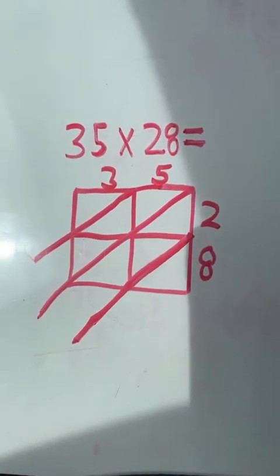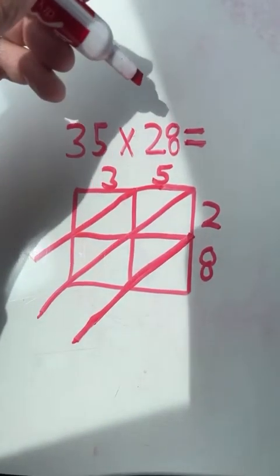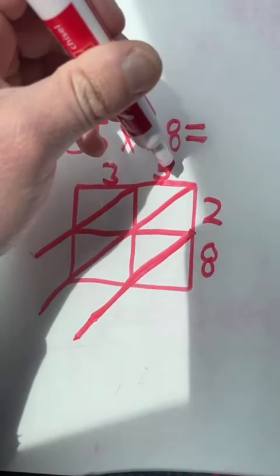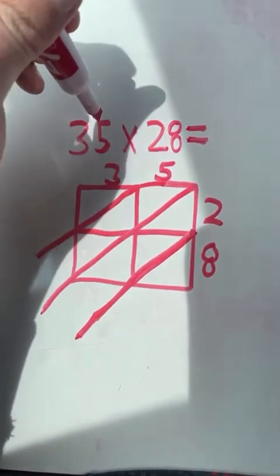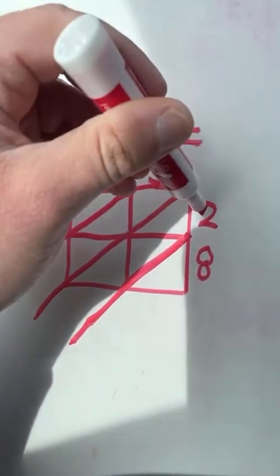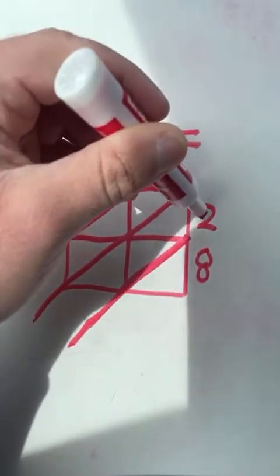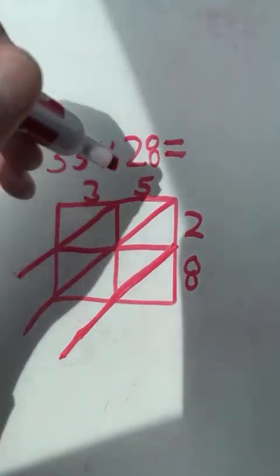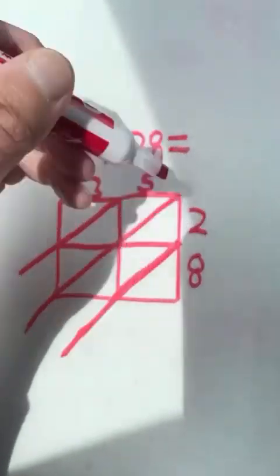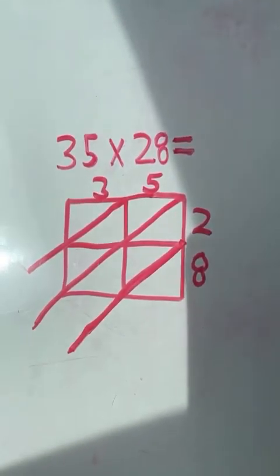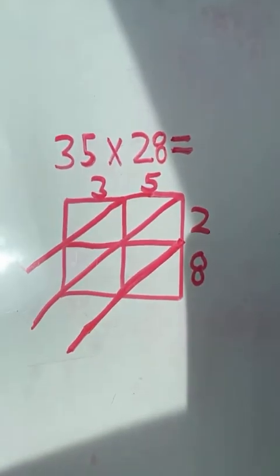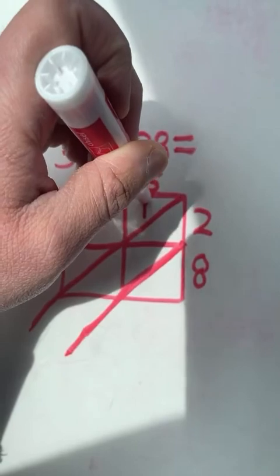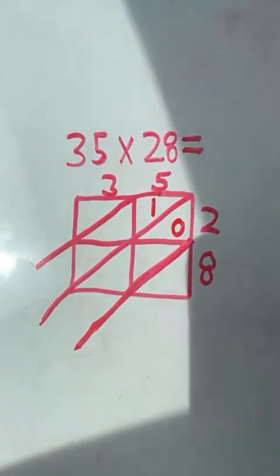All right. So we have 35 times 28. On the top of the model here, I have 3 and 5 for the digits in 35. Then along the side, I have 2 and 8 for the 2 digits in the number 28. So we're going to start by multiplying 5 times 2. Our answer is going in the square, and each digit is going in a separate triangle. So 5 times 2 equals 10. So we're going to put a 1 in the top triangle and a 0 in the bottom triangle.